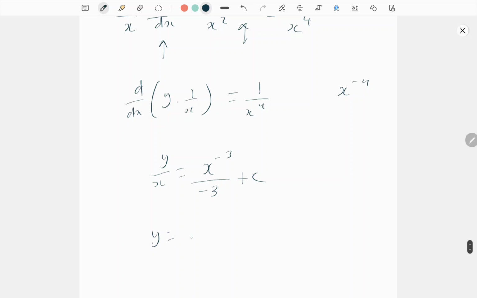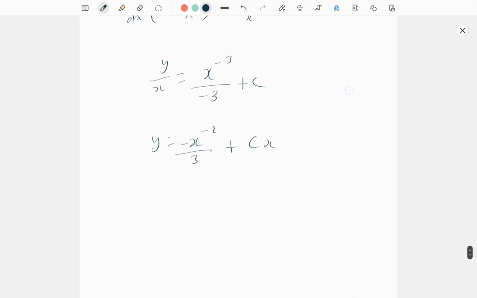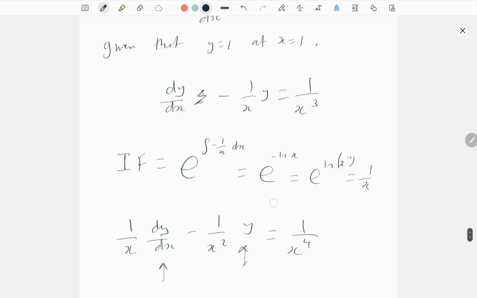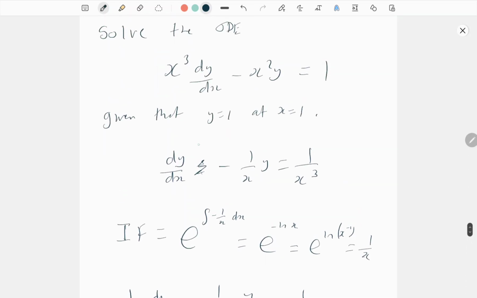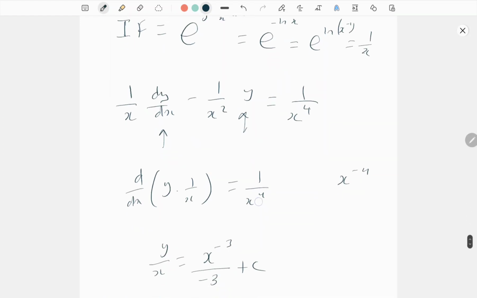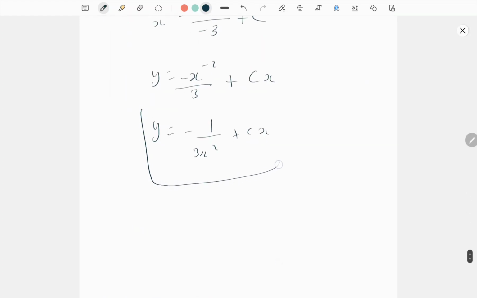So y equals x to the power of minus 2 over minus 3 plus cx. If we tidy that up a bit, that's y equals minus 1 over 3x squared plus cx. Now, we are told to find the solution given that y equals 1 at x equals 1. So we need to find a particular solution. This is our general solution.